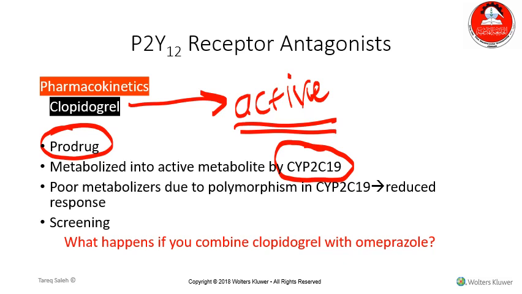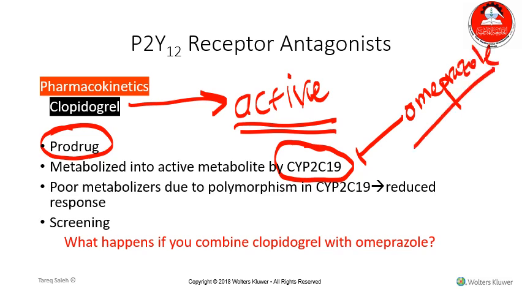On the other hand, clopidogrel will have a reduced effect if it was combined with another drug that is known to inhibit the activity of CYP2C19, such as the PPI omeprazole. So omeprazole is a known inhibitor of the enzyme CYP2C19, which means if it was given at the same time with clopidogrel, it interferes with its metabolism into its active metabolites.